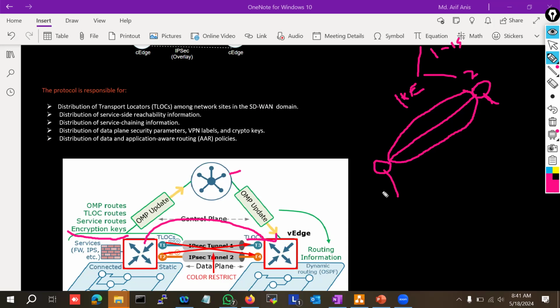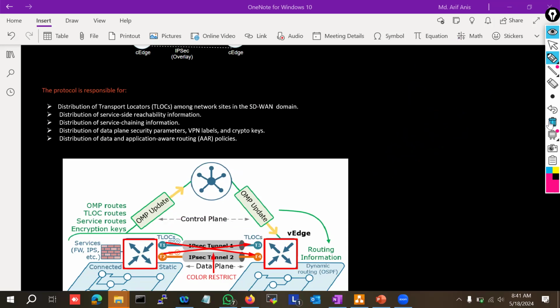Likewise, in SD-WAN there is a slight difference between traditional IPsec and SD-WAN IPsec. I will cover this difference in upcoming videos. In traditional networks, it also shares the parameters to configure these IPsec tunnels, here via this OMP update, right?